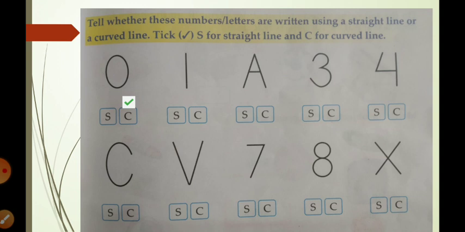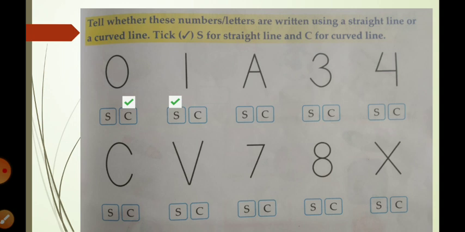Now see the letter I. Which lines are used to write this letter? One straight line is used to write this letter. Straight lines are used, so what you have to do? You have to tick S. Tick in your textbook. Very good.